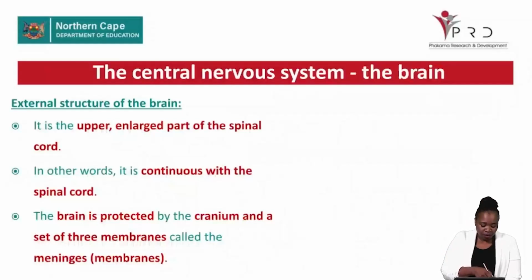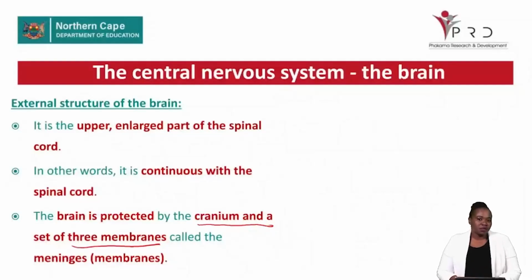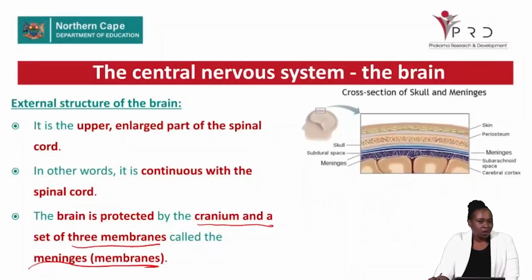So this brain is protected by the cranium of the head, right? And a set of three membranes. Those three membranes are referred to as the meninges. The meninges protect both the brain and the spinal cord. So both the spinal cord and the brain are protected by the meninges, right? So as we can see here, we have those layers of membranes called the meninges. We have the skull on the outside, and we then have the skin, right? So the brain is protected by the cranium as well as those meninges.